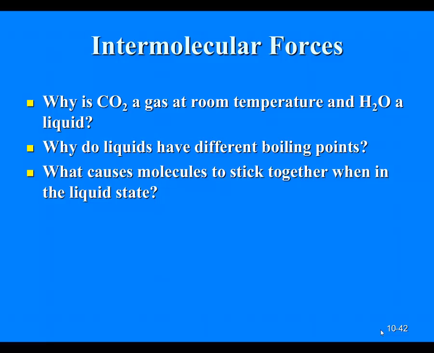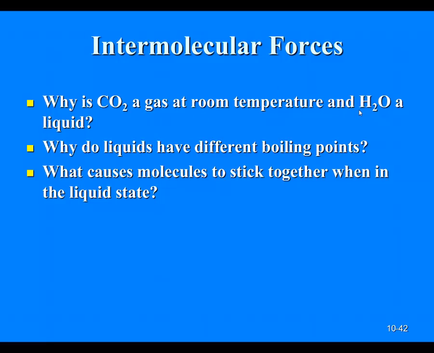So first of all, if we look at intermolecular forces, they're quite important for helping us predict where different substances might be in a certain state of matter at a certain temperature. For example, if we ask ourselves, why is carbon dioxide gas at room temperature while H2O is liquid at room temperature? Well, if we look at what's going on with the intermolecular forces, that would help explain why they are in these different states of matter.